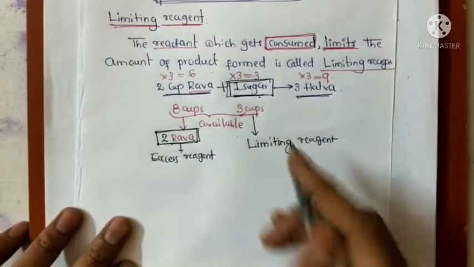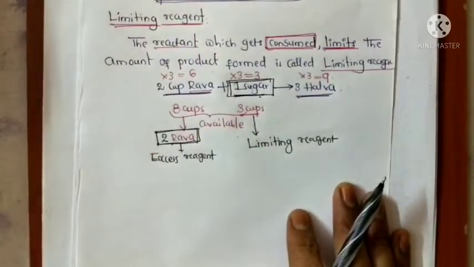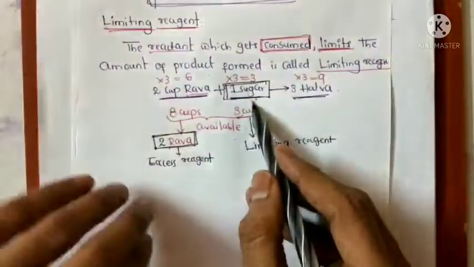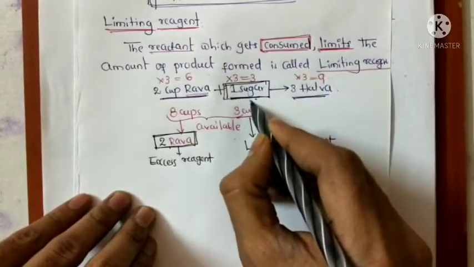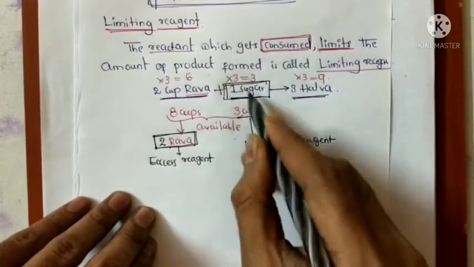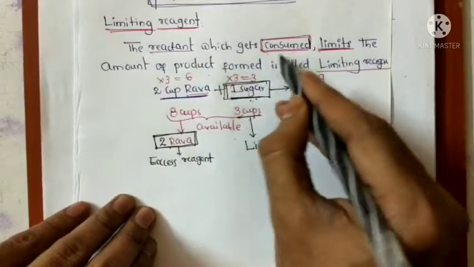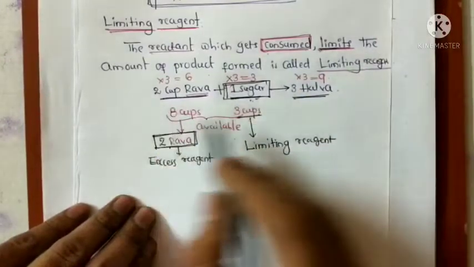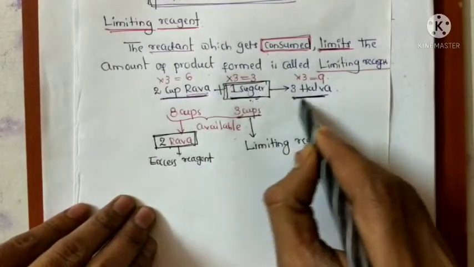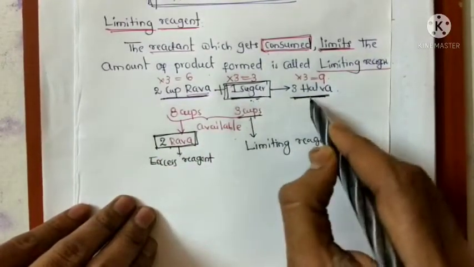Okay, so you will see that according to the definition, the reactant, that means sugar, gets completely consumed. If 3 cups of sugar is given, it is completely consumed, and this limits the formation of the amount of the product formed.